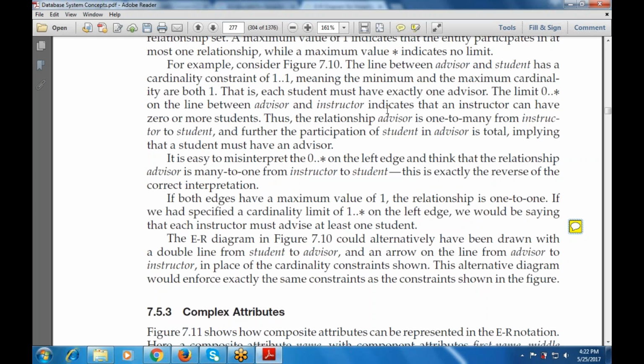And if both the edges have a maximum value of 1, the relationship is one-to-one. And if we had specified a cardinality limit of 1..* on the left edge, we would be saying that each instructor must advise at least one student. This is at least. So this diagram could alternatively have been drawn with a double line from student to advisor and an arrow on the line from advisor to instructor, in place of the cardinality constraints shown. So this alternative diagram would enforce exactly the same constraints as the constraints shown above.